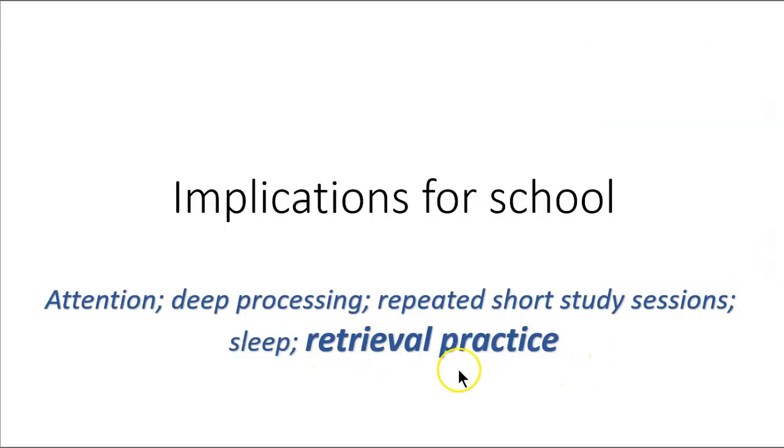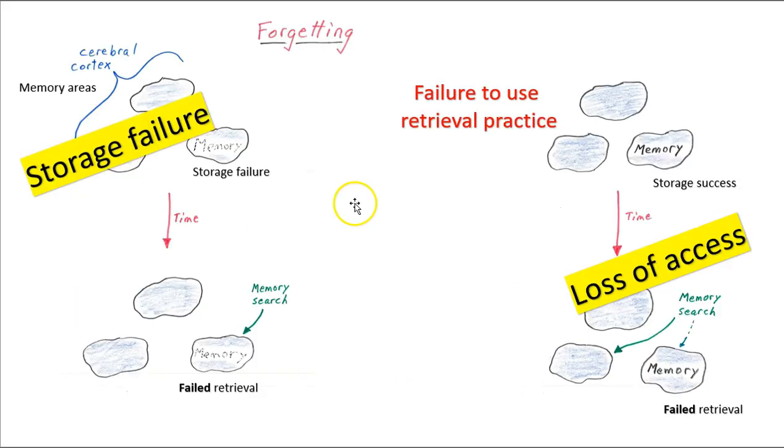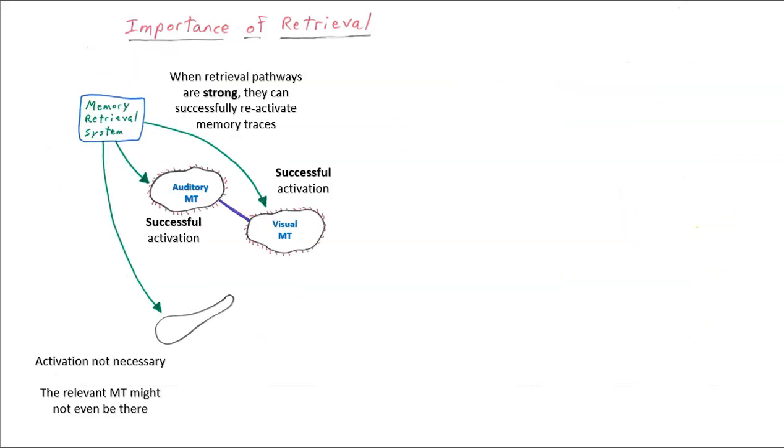All right, let's take a look at our final recommendation, retrieval practice. In previous lessons, we learned of two forms of forgetting: storage failure, where we don't make strong memory traces to begin with, and then a loss of access, where we do make strong memory traces, but then our brain loses the ability to find those memory traces. Now, why would that happen? A failure to use retrieval practice.